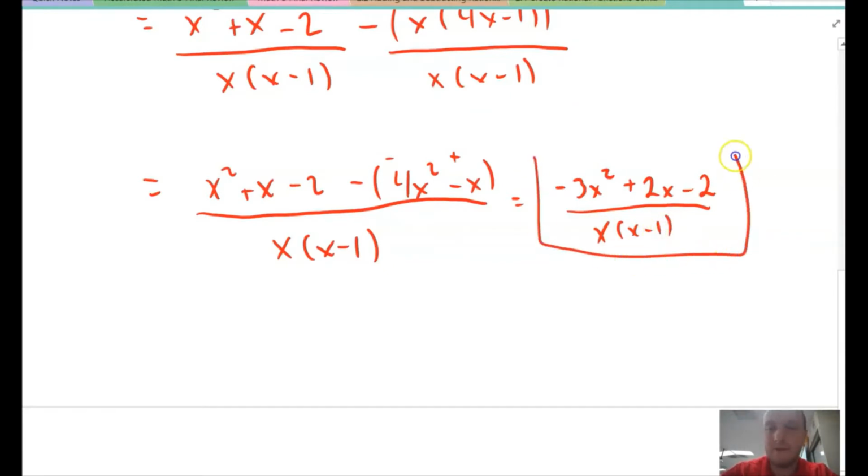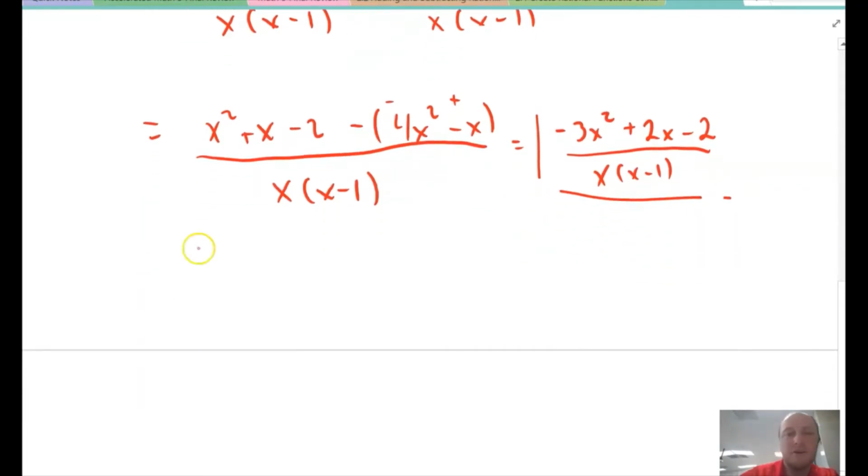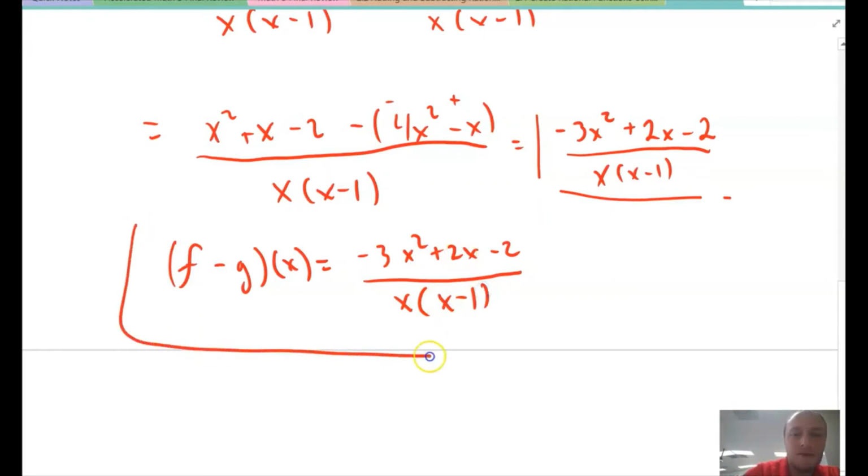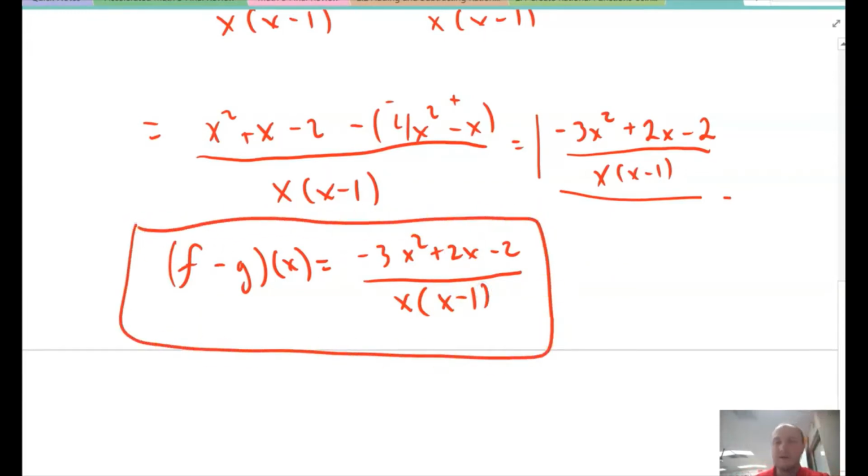That's it. Here's our new function. Now, actually, I'm going to adjust this. They want a new function. Generally, when they want something in a function, write it in function form. So I have f minus g of x is equal to negative 3x squared plus 2x minus 2, all over x times x minus 1. So here's a function. That would be your answer that you would box. Make sure you rewrite that notation.